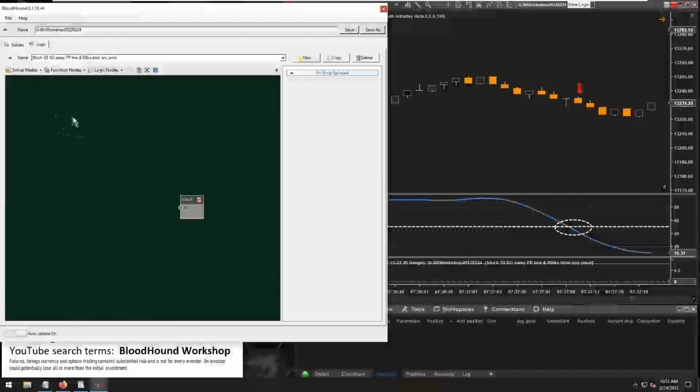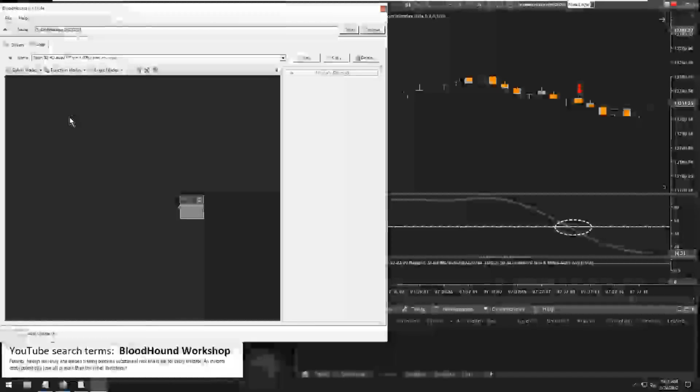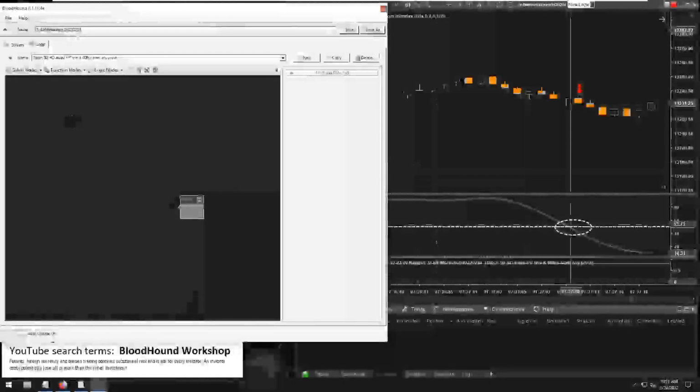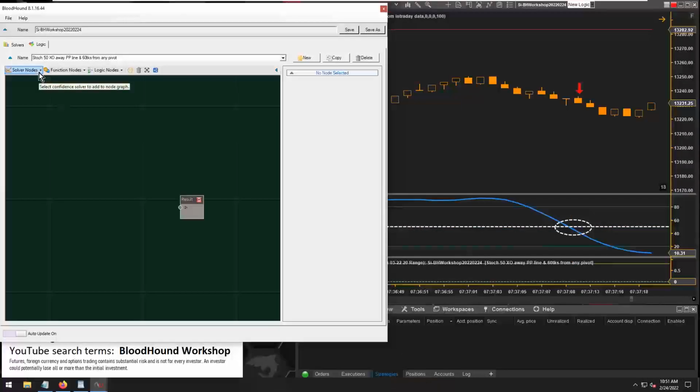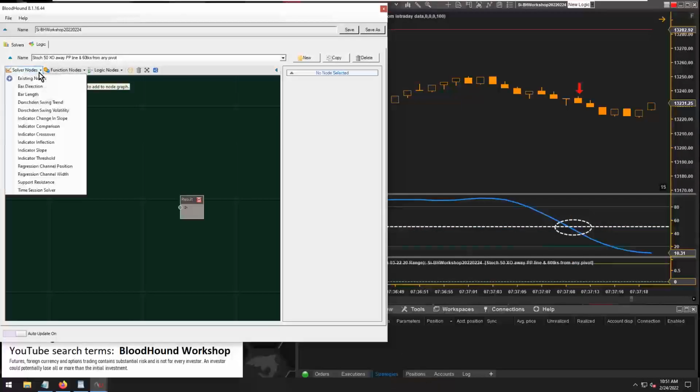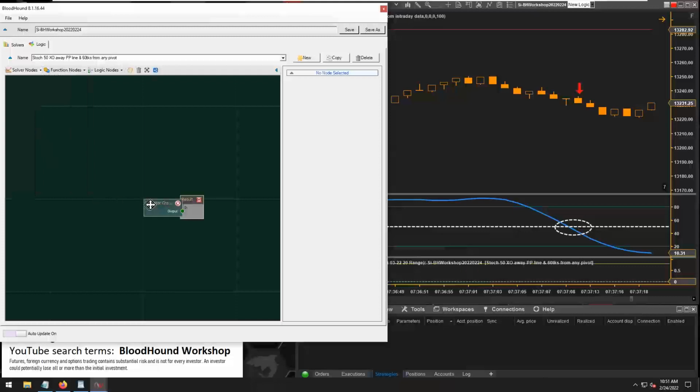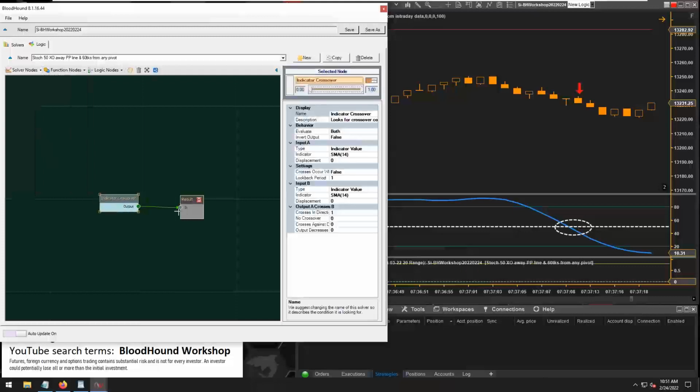All right. So let's always start with the easy parts first. And so the stochastics crossing the 50 line, that's definitely I think the easiest condition of this system. So let's grab a crossover solver, connect it in there, and let's give this a name.